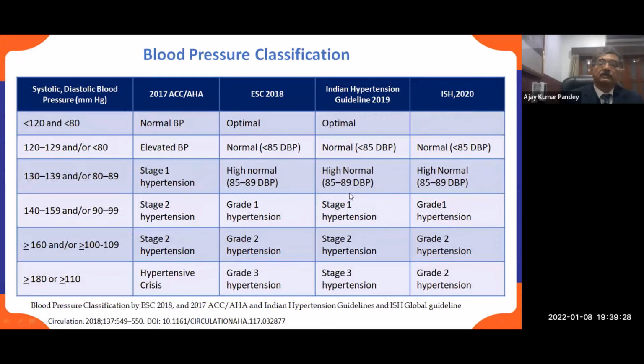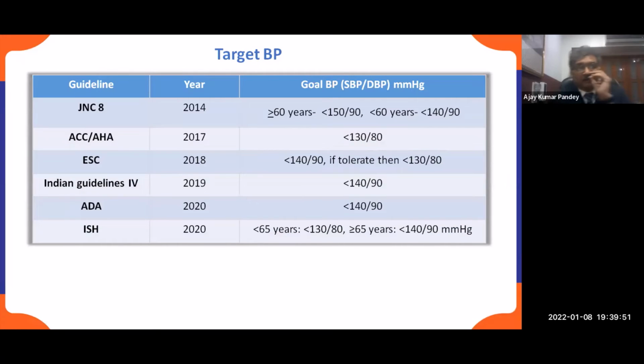Fine. 130 to 139 and 85 to 89 is high normal. 140 to 159 and 90 up to 99 is stage 1. More than 160 and 100 to 109 is stage 2, and systolic more than 180 and diastolic more than 110 is stage 3. So these are our guidelines, and in the Indian guidelines, the goal is 140 by 90.